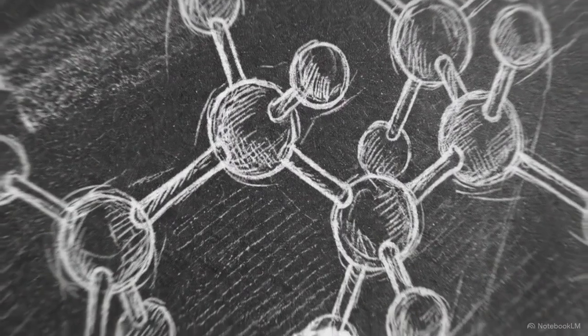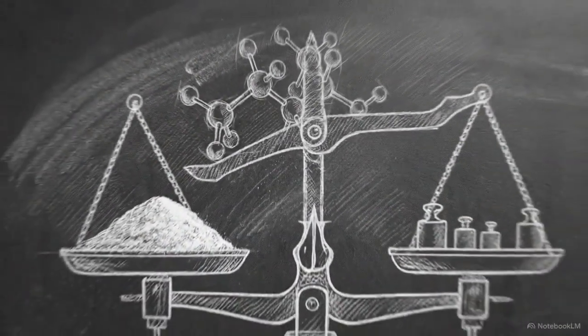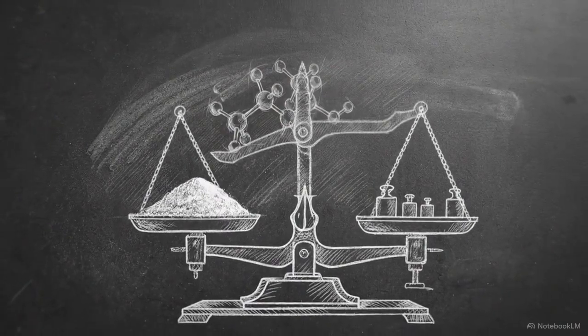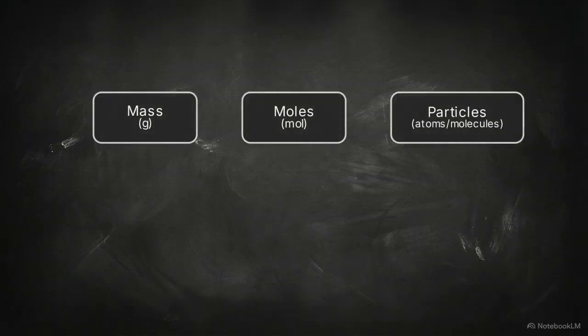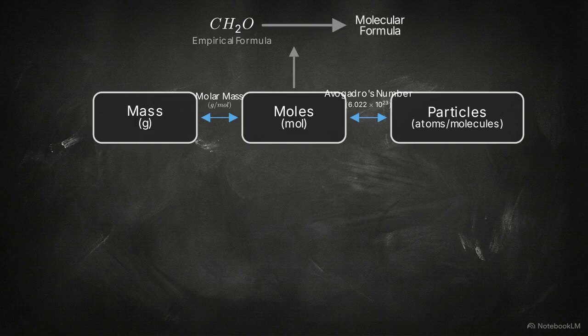To bridge the gap between individual microscopic particles and macroscopic measurable mass in the lab, you must rely entirely on the mole. This flowchart maps the core conversions. You will use Avogadro's number and molar mass to execute mole to mole, mass to volume, limiting reactant, and percent composition calculations.